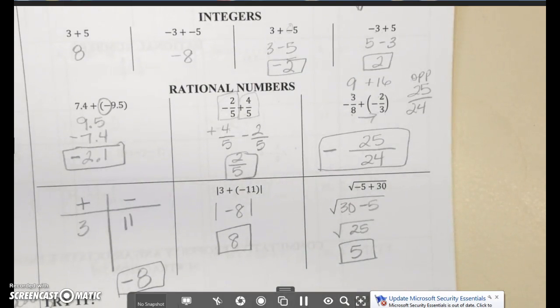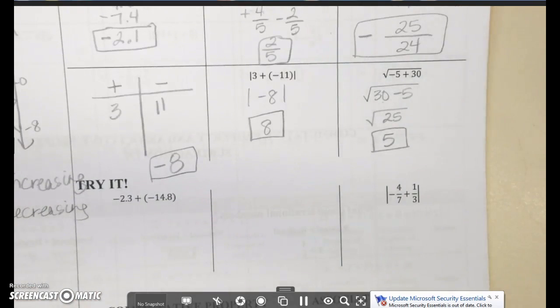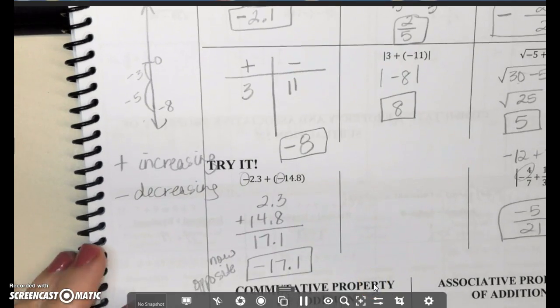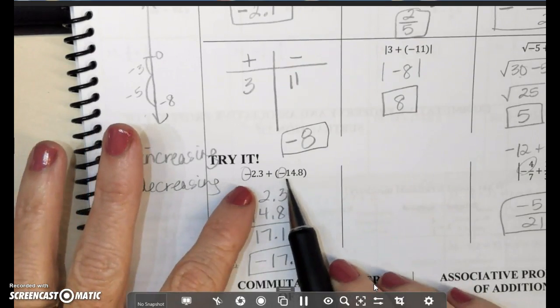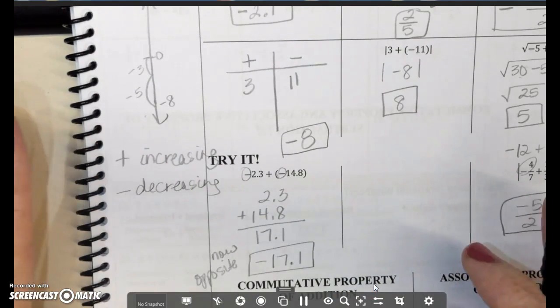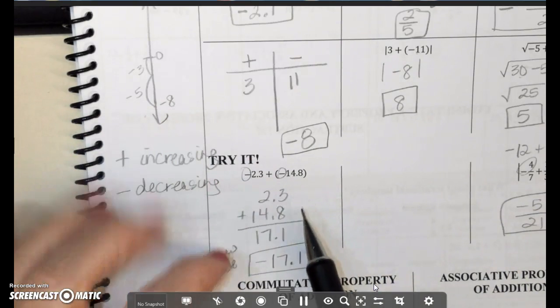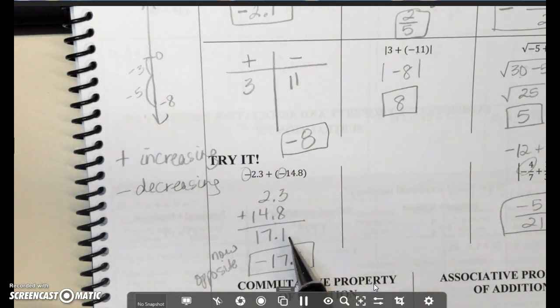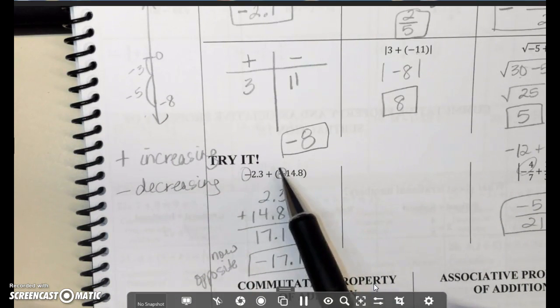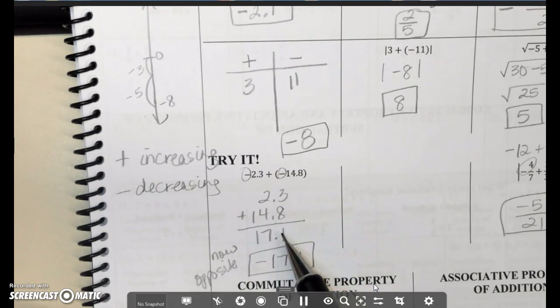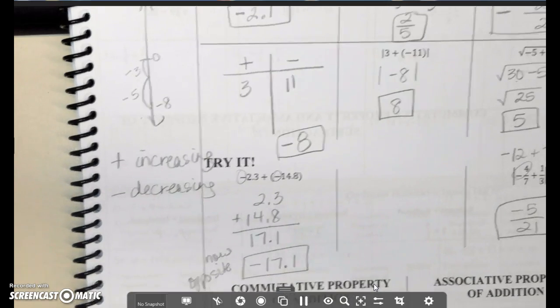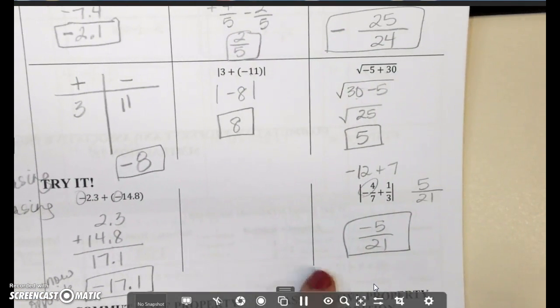Okay, I'd like you to try these two on your own and then come back and check your answers. Alright, so let's check and see how you did. So the easiest way to deal with adding two negative numbers is just ignore the negative for a minute, okay, and then just add the numbers up. So I have 2.3 plus 14.8, I get 17.1. Now both of those are opposite. They tell me they're doing the opposite, so the opposite of 17.1 is negative 17.1. Easy, okay?